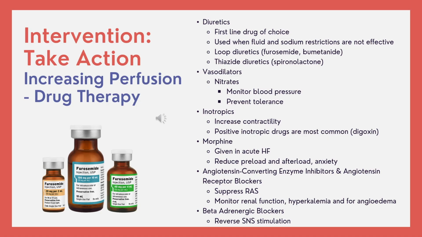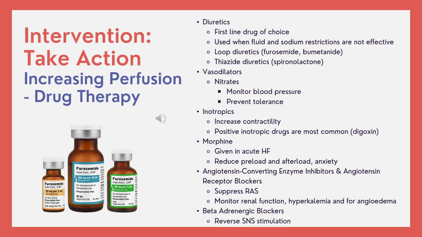Our fourth medication we can use is morphine. So this is used in acute heart failure. It's not routinely used, but it may be administered in those who have acute decompensated heart failure to help reduce the preload and help to reduce the afterload. It can also be used to decrease anxiety and that dyspnea that these patients are having. However, again, we want to use this cautiously because we want to avoid respiratory depression.